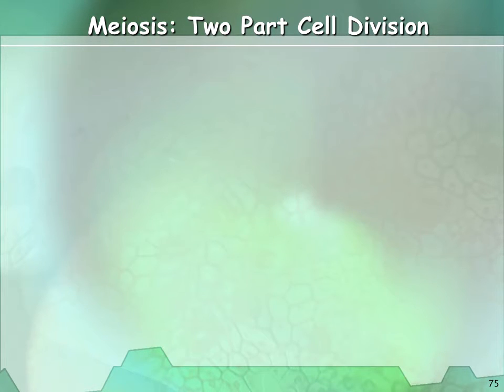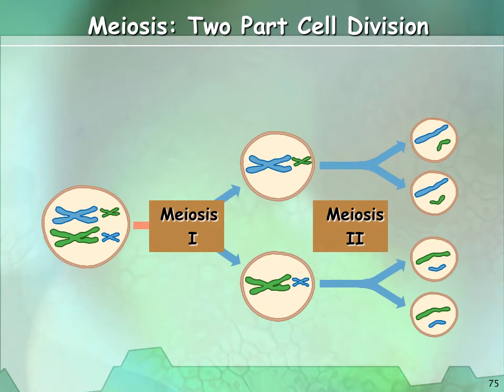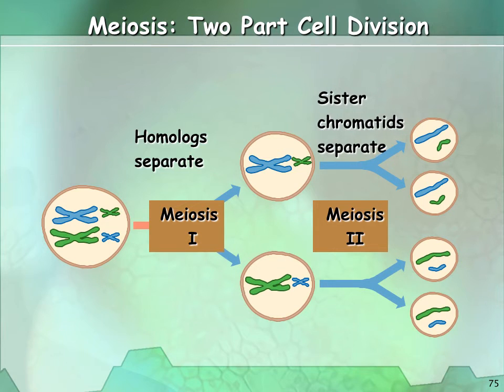Okay, moving on to meiosis. Meiosis has 2 nuclear divisions. There's meiosis 1 and meiosis 2, and these usually take place after each other. In meiosis 1, you have homologous pairs separating, and in meiosis 2, you have sister chromatids separating. Notice how the number of chromosomes is diploid in the beginning. After meiosis 1, it's still diploid, and it's only after meiosis 2 that it's haploid.